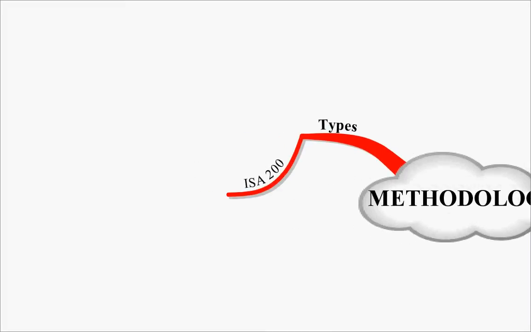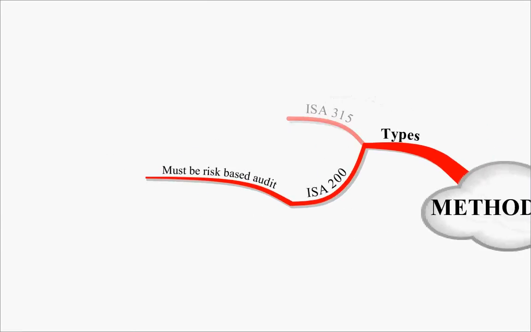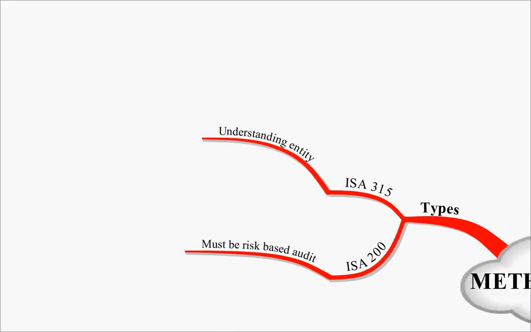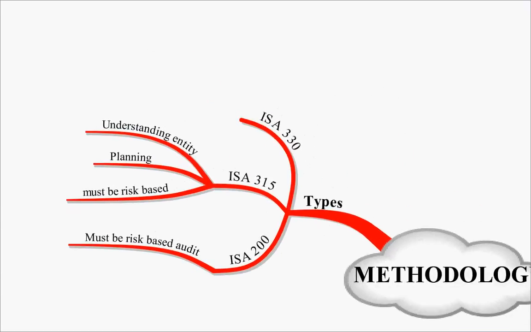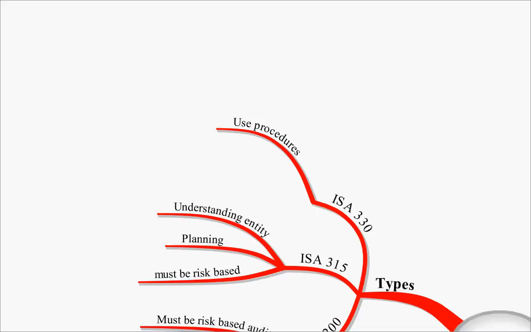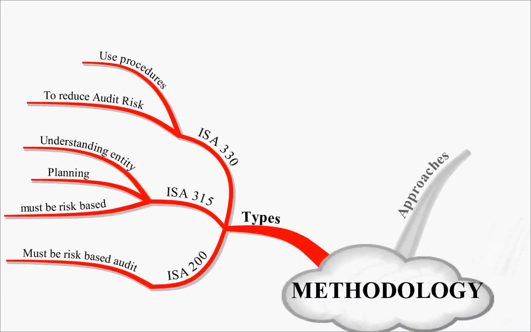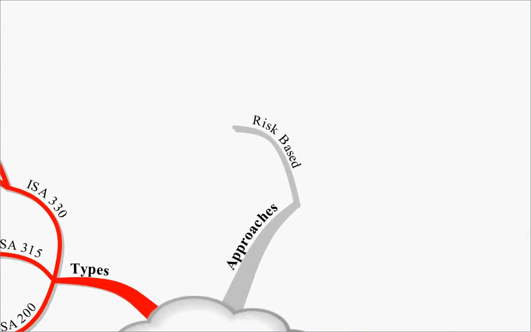ISA 200 says that it must be a risk-based audit. ISA 315 says we should understand the entity, we should plan, and again that it must be a risk-based audit. ISA 330 says that we should use procedures to reduce audit risk. So all of these are pointing us in the direction of risk. So approaches then, let's look at this risk-based audit.